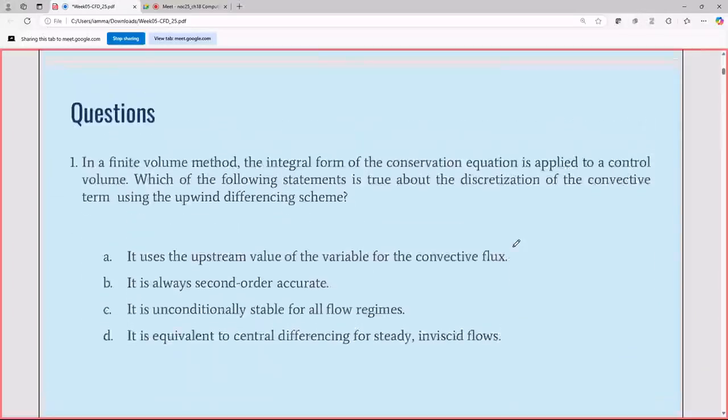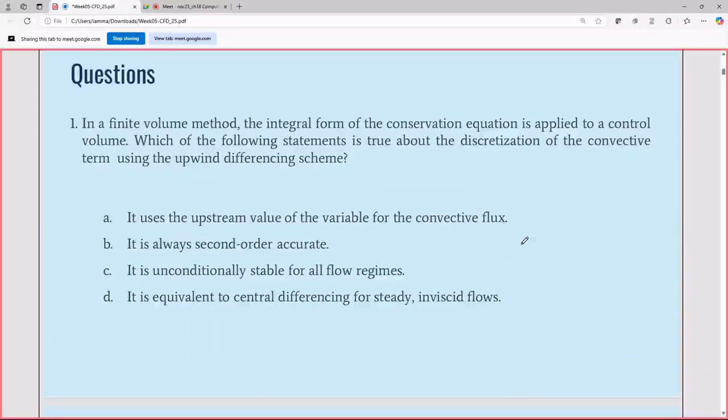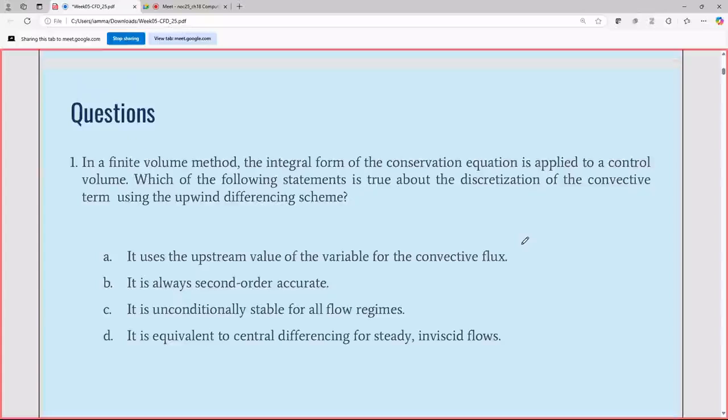This will be an interactive session. I'll be reading out the questions and options, and you will get 1 or 2 minutes to box your answers. Then we can discuss the differences. So let's start.